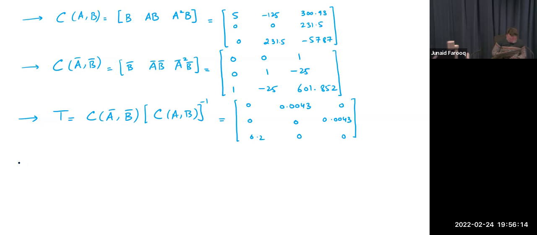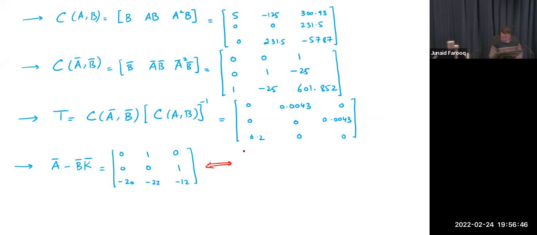Now, the next thing is to compare A bar minus B bar K bar. So by standard procedure, using the desired characteristic polynomial, it turns out to be minus 20, minus 22, minus 12. And remember, this has to be compared with the standard form, which is minus A0 bar plus K1 bar, minus A1 bar plus K2 bar, minus A2 bar plus K3 bar.